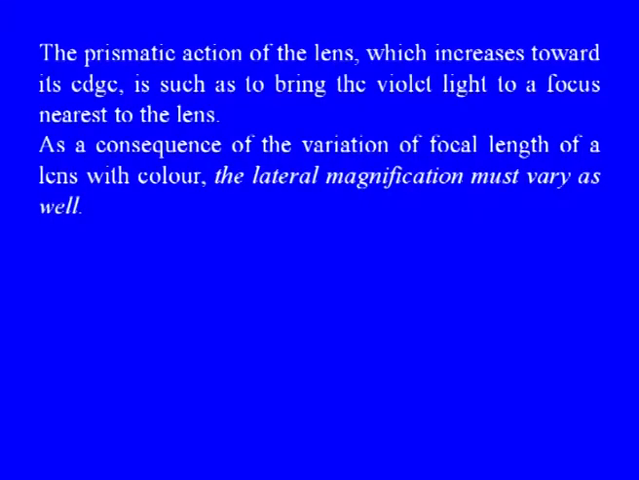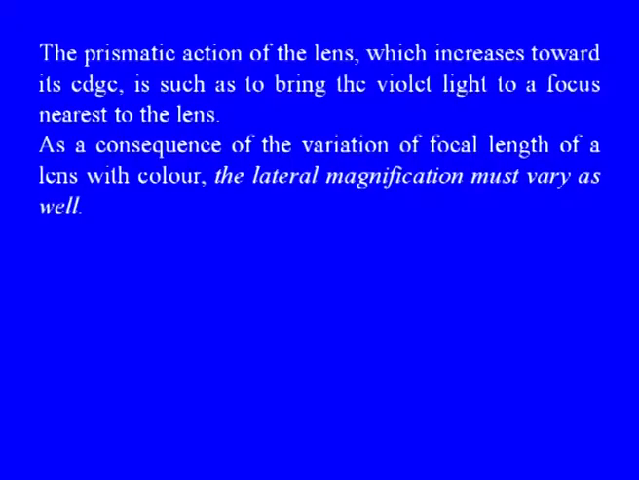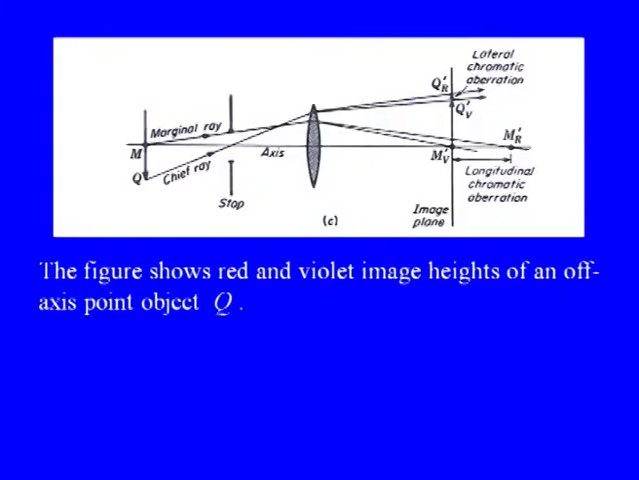The prismatic action of the lens, which increases towards its edges, is such as to bring the violet light to a focus nearest to the lens. As a consequence of the variation of the focal length of a lens with color, the lateral magnification must vary as well. So, that is an additional aberration coming up. Let us see this situation here. The figure shows red and violet image heights of an off axis point O. Consider the point M which is on the axis.